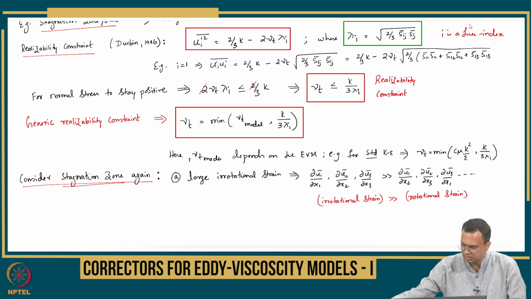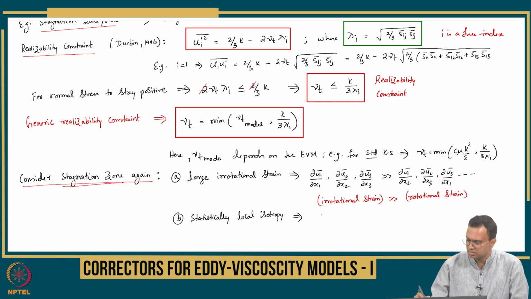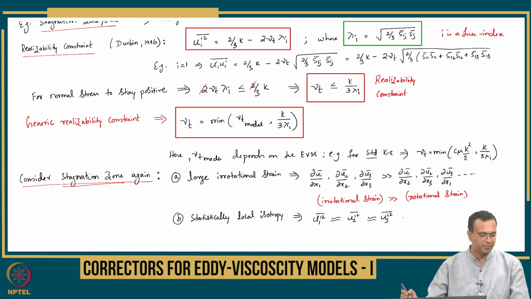That is one thing. Another thing is you will also get local isotropy. A statistical isotropy appears in stagnation zones. Okay, you will get statistically local isotropy, which implies your u1 prime square average is more or less equal to the other two components. Your three RMS components are nearly equal.